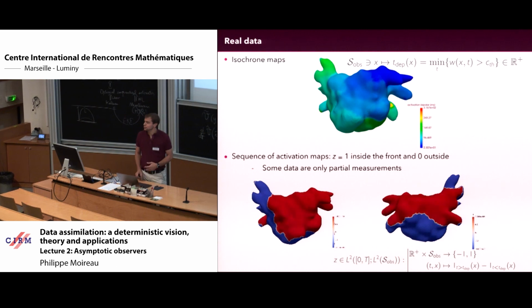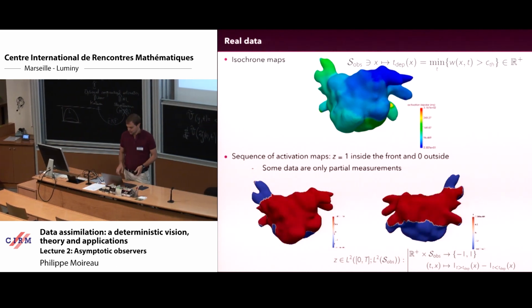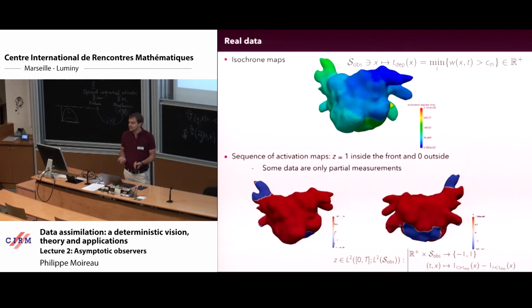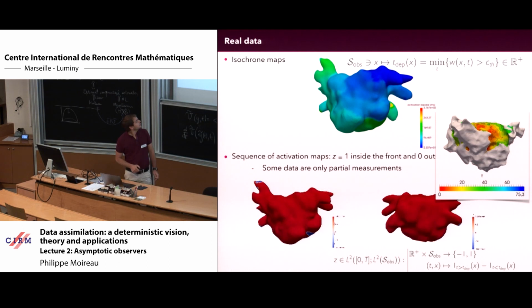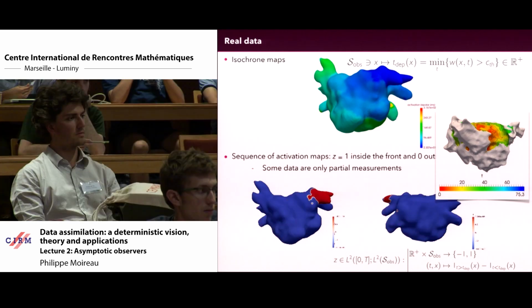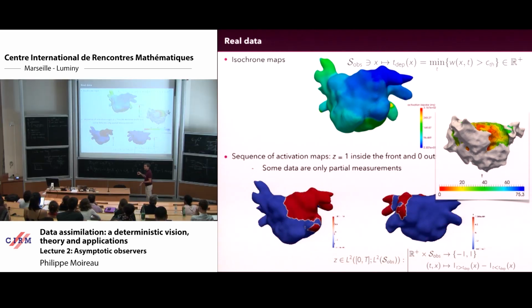Okay, the question is how do you use that? How do you use information like that? Again, it's a shape. And actually you even have points where you don't have the map. But your solution is like the solution of a reaction diffusion problem, and you will have to compare to something which is like 1 somewhere, 0 somewhere. So it's really like a shape.